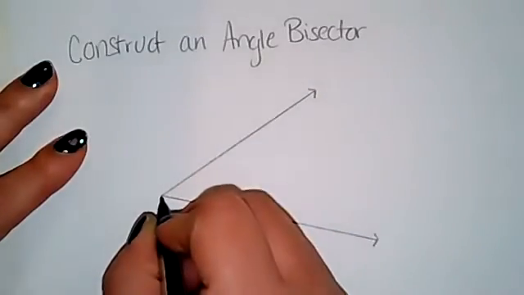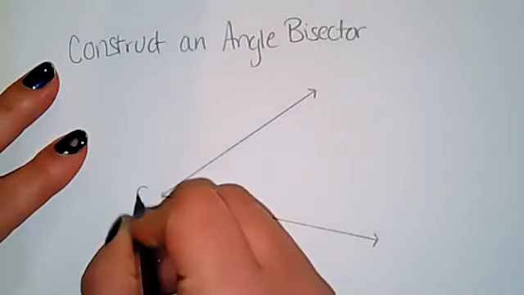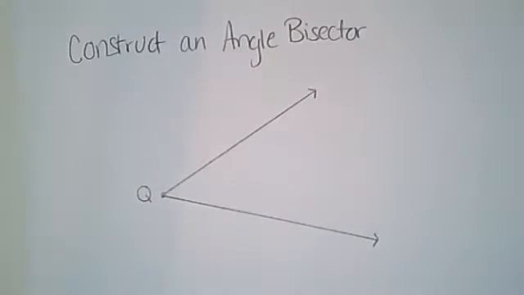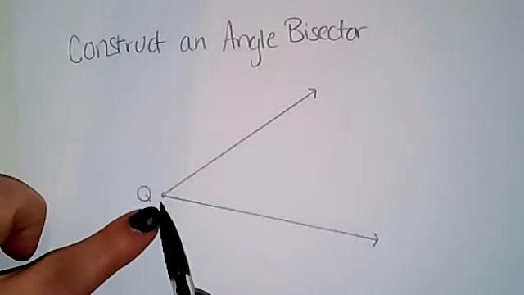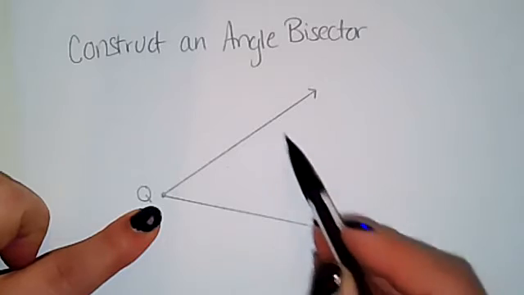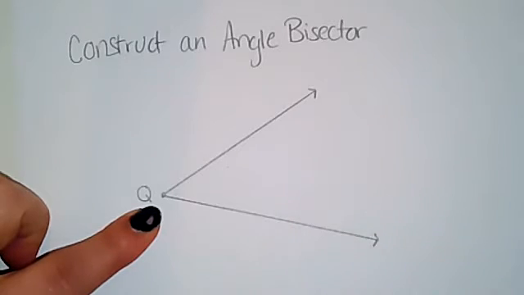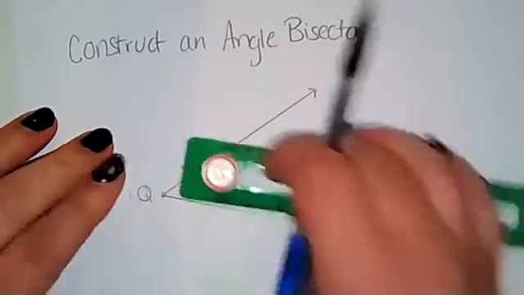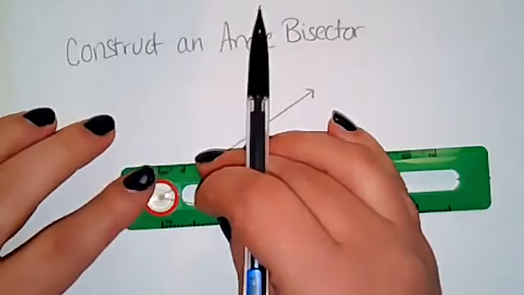Now we already know one of them. Let's call that point Q. Q is technically equidistant from the sides. We also know by the definition of an angle bisector, it has to contain the vertex. So we really only need to find one more point somewhere out here that's the same distance away from those two sides. Okay, we're going to put our compass on Q.